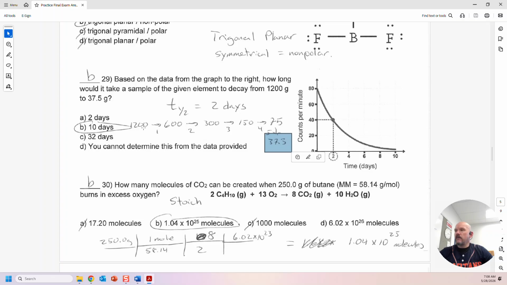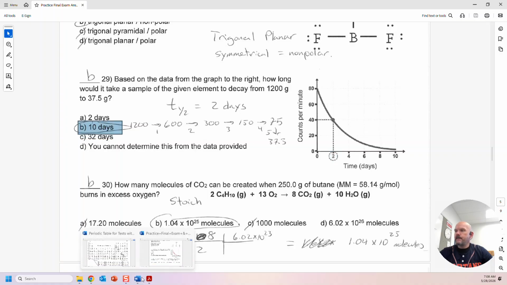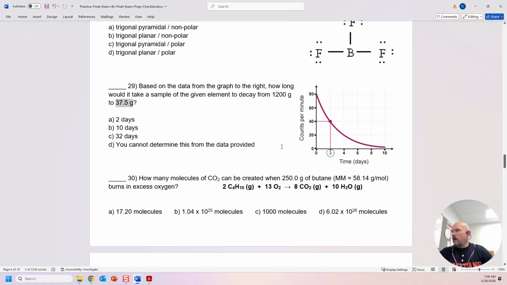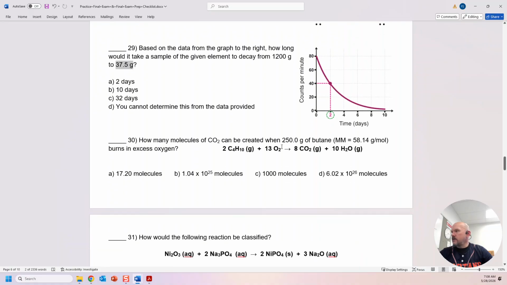So if we start with 1,200 and we divide by 2 and we keep going until we get 37.5, we have to do that 5 times. All right. So 5 half-lives, a half-life is 2 days. So 5 half-lives occur. It's going to be a total of 10 days. All right. And remember, we'll only deal with whole numbers of half-lives, so we don't have to really worry about the logarithmic half-life equation.